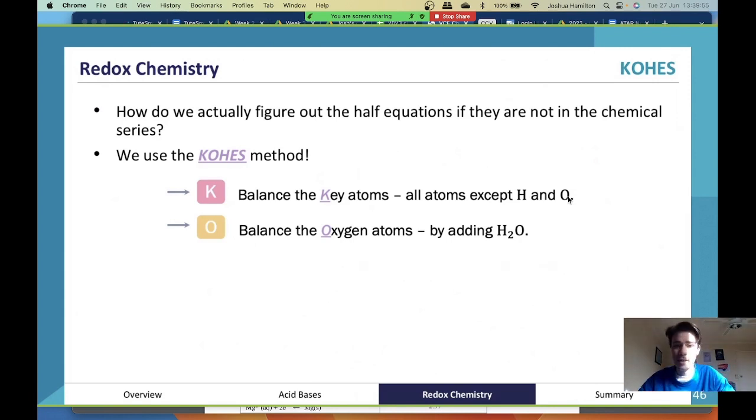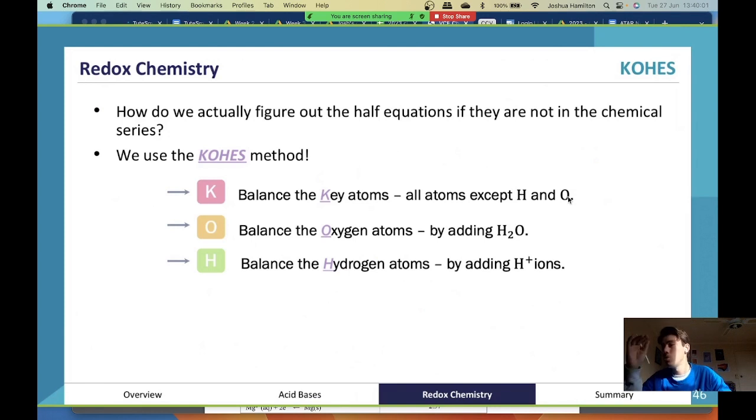The third step, balance your hydrogens. Now you balance your hydrogens by adding H+. So maybe you added in 2 H2Os on this side because you had to balance out your oxygens, you now have 4 hydrogens here and you've got 0 hydrogens on this side. You're then going to have to add 4 hydrogens on this side because you have 4 here, so you need to add 4 H+ here.